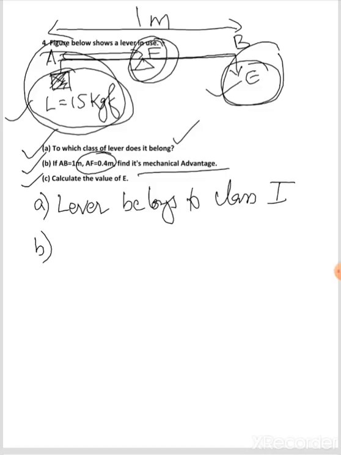Number B, AB, the entire length, is given, isn't it? That is how much? 1 meter. And the second one is AF. Now what is AF? A is the point at which the load is suspended. So load to fulcrum is your load arm, isn't it? So load arm is how much?